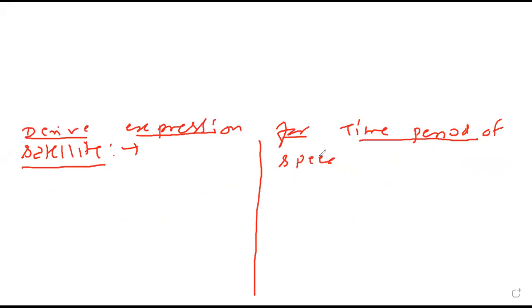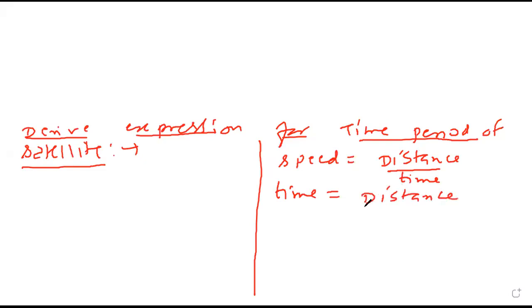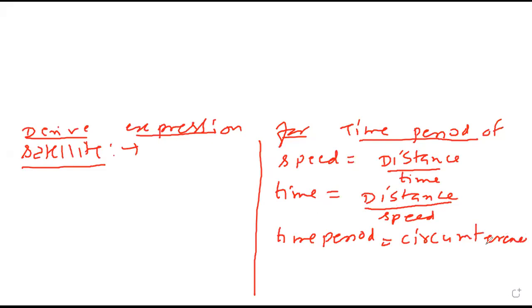What is the formula for speed? Distance upon time. So what will time equal to? Distance upon speed. Correct. If time is the time period, then the distance covered for one revolution, can I say it is the circumference of the orbit?